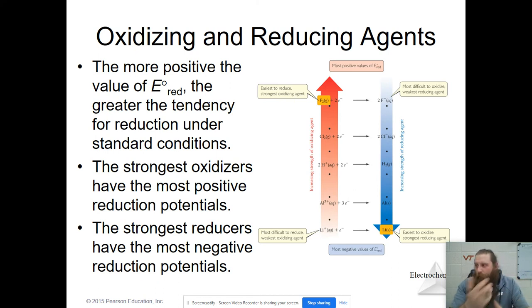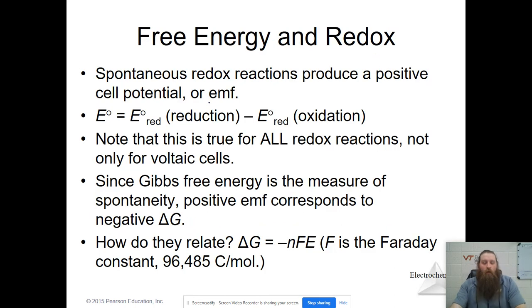And the opposite is going to be true for your reducing agents. Like lithium is the easiest thing to oxidize, so it is the strongest reducing agent. Common reducing agents are H2, hydrogen gas, your alkali metals, your alkaline earth metals, zinc, and iron. So those are all really good reducing agents. Can we tie all this into stuff that we've looked at earlier in the year?